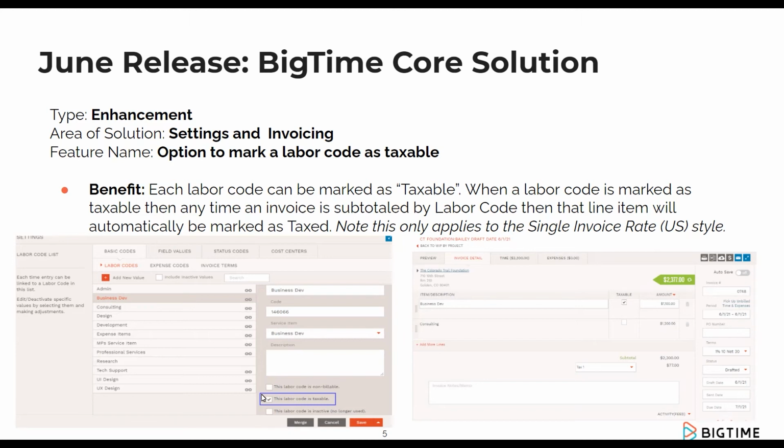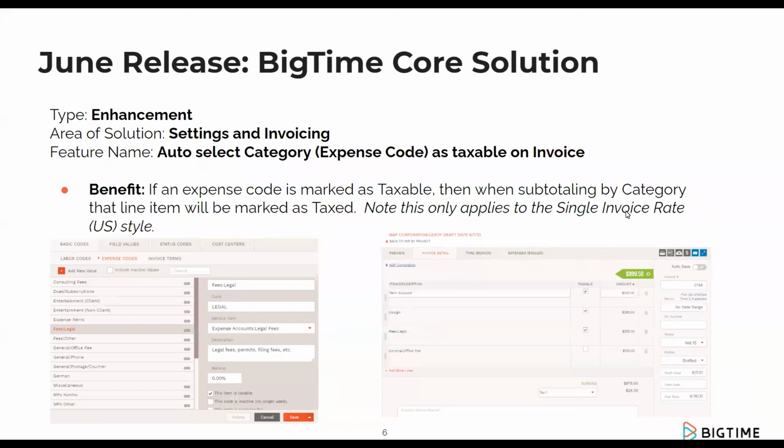So you can see in this example, I've marked this business dev labor code as taxable. I've created an invoice over here and subtotal that by those labor codes, and it's automatically marking that item as taxable. So this feature is the same thing, but with expense codes. So if an expense code is marked as taxable, then when subtotaling by category, that line item will also be marked as taxed. So you can see here, I've marked the fees legal category expense code as taxed. And then over here on the right, I've subtotaled this invoice by that labor code or category, and it's automatically marking that expense code as taxed.